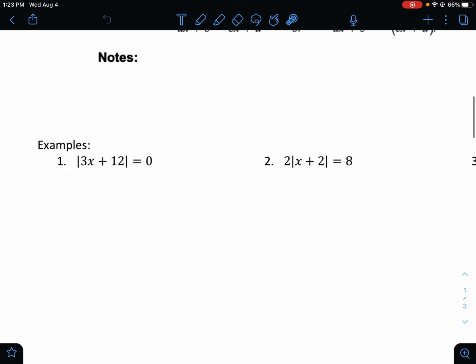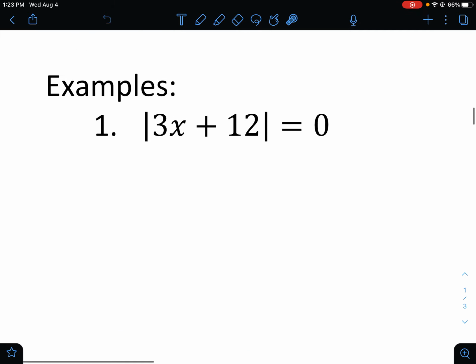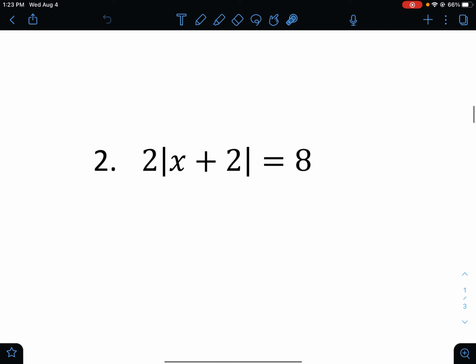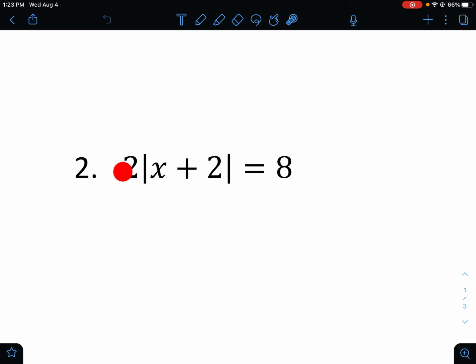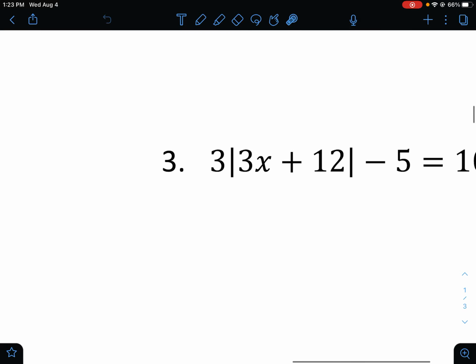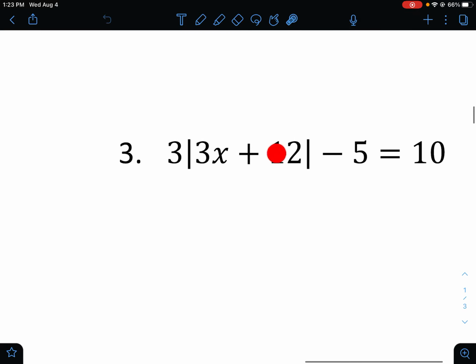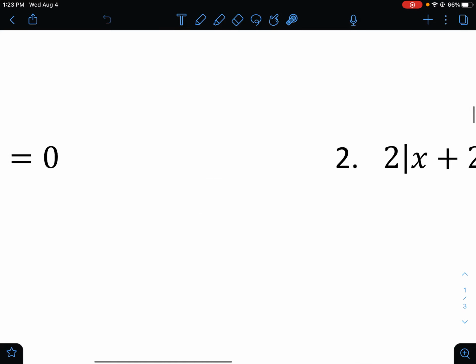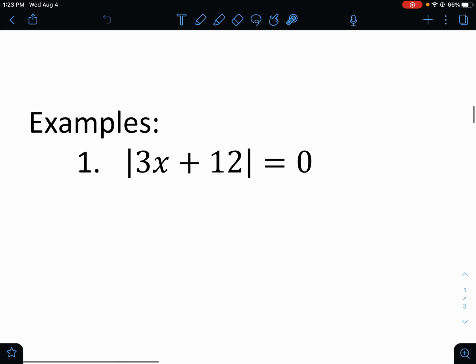The one thing you're going to want to make sure of when you are solving these is that the absolute value is by itself. There's nothing on the outside, nothing over here other than the absolute value. If there is, it will need to be moved to the other side. For example, this one has a 2 on the outside, so that's got to go. This one's got a 3 and a -5. These are going to have to go to the other side before I do this first step.